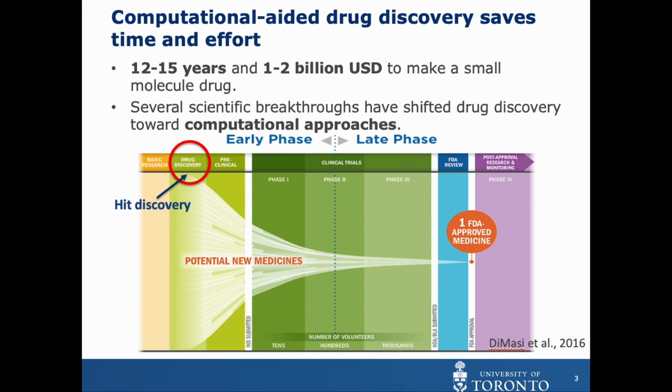First, I'm going to start with the background and rationale of my project. Traditional drug discovery is a time-consuming and costly process, typically spanning 12 to 15 years and requiring between 1 to 2 billion US dollars. This process comprises basic research, drug discovery, preclinical development, and clinical development.